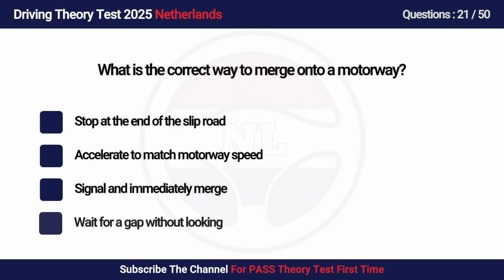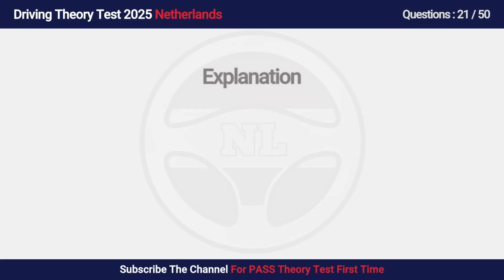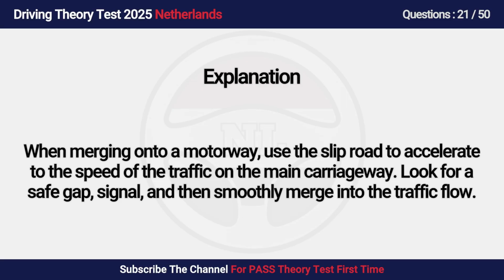Question 21. What is the correct way to merge onto a motorway? A. Stop at the end of the slip road. B. Accelerate to match motorway speed. C. Signal and immediately merge. D. Wait for a gap without looking. Answer is B. Accelerate to match motorway speed. When merging onto a motorway, use the slip road to accelerate to the speed of the traffic on the main carriageway. Look for a safe gap, signal, and then smoothly merge into the traffic flow.